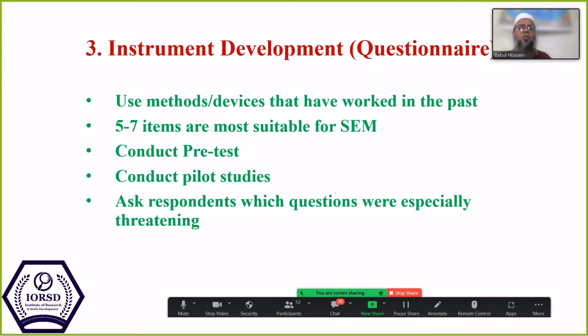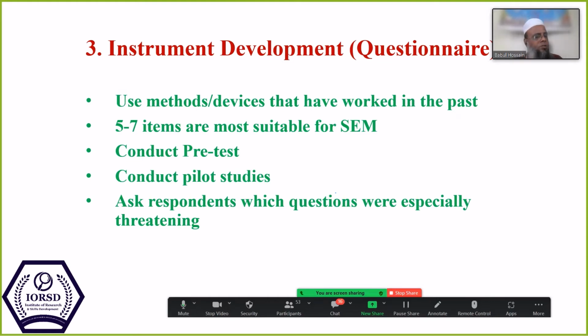Ask respondents which questions were especially threatening. Yes, Ali, do. Yes, brother. Yes, please, I want to find out what is the required sample size for pilot studies. Oh, okay. Pilot study, according to Hair, it should be around 100. But different other authors told that it would be 30. Somebody says it would be 10 to 12.